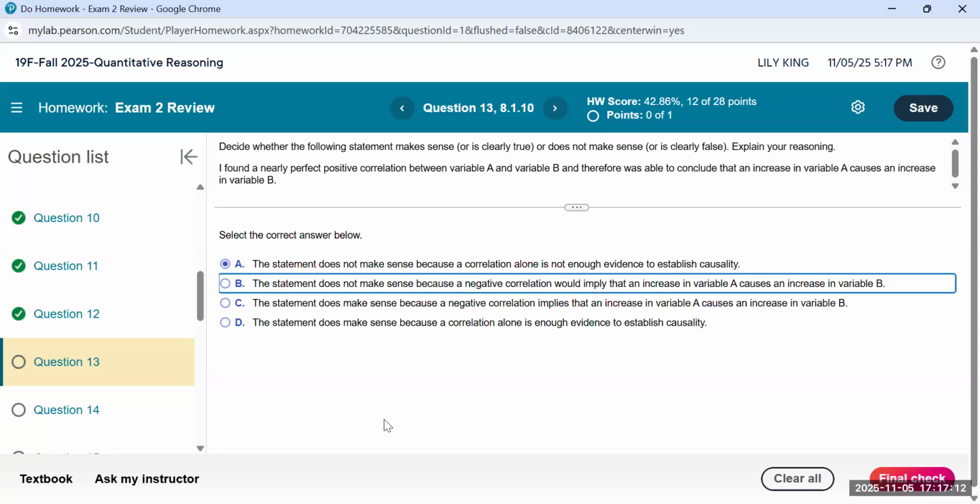Okay, B is wrong because it has negative correlation in there. We are not talking about negative correlation. And for negative correlation, as one variable increases, the other variable decreases. So that makes B and C wrong. And D, correlation does not imply causation, so we cannot select D. So the correct answer here is A.